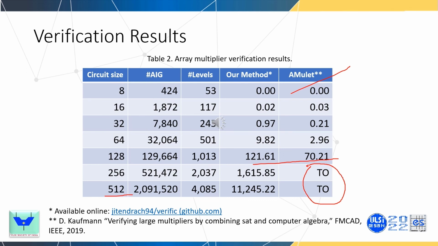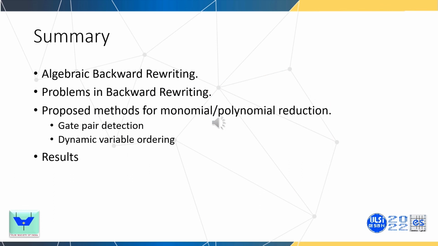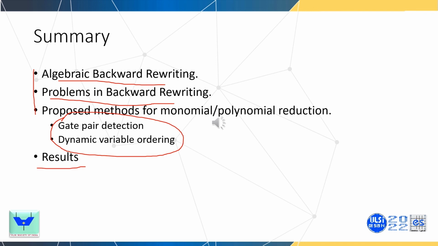So that brings to the end of my presentation. Now I would like to summarize my presentation. We discussed three major points. First, I discussed algebraic backward rewriting, followed by problems in rewriting. Then we looked into the problem's solution. Finally, I presented the results. We can conclude that algebraic backward rewriting can be a way to verify multiplier circuits.